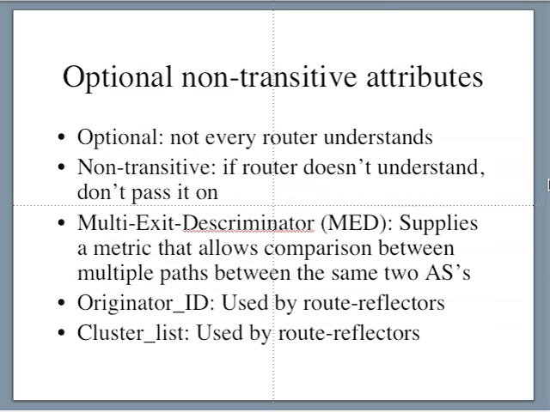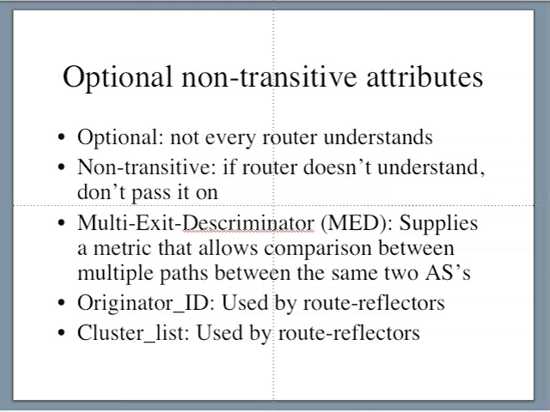Optional non-transitive attributes. Optional. Not every router understands. Non-transitive. If the router doesn't understand, don't pass it on. If the router does understand, then it knows whatever to do because it understands it. But if the router doesn't understand, don't pass it on.